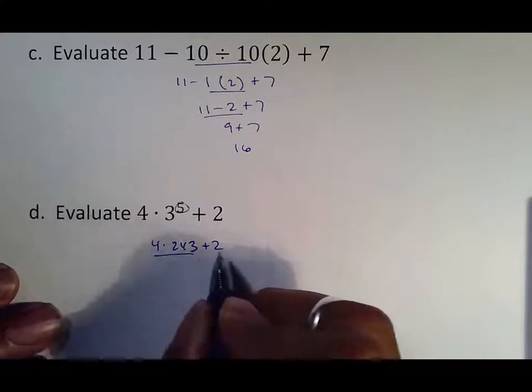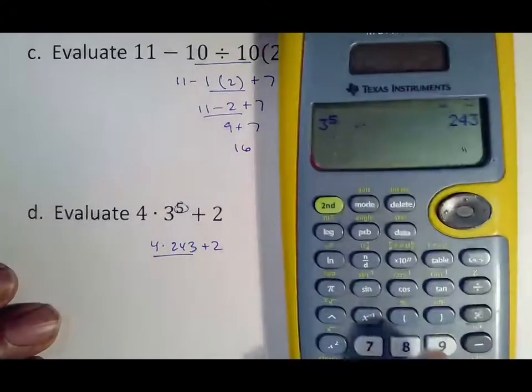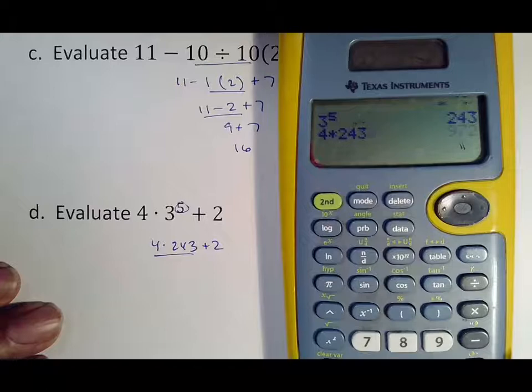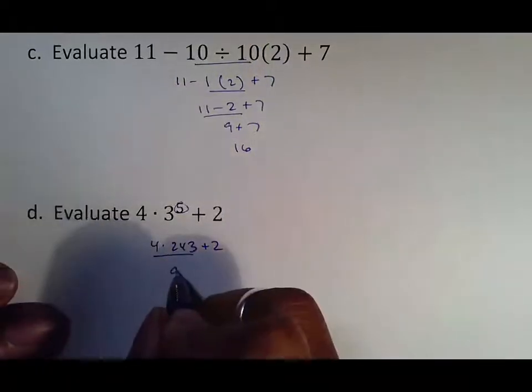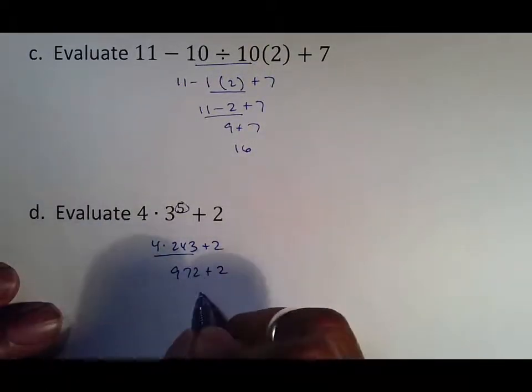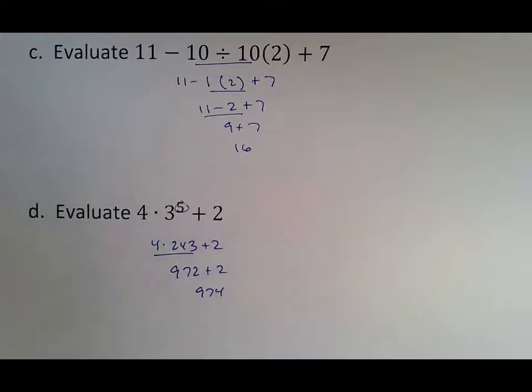Now we have to feed the first teacher. 4 times 243. Again, feel free to type it in. I don't mind that, but you have to show your steps. That's 972 plus 2, which is 974, which should be your answer.